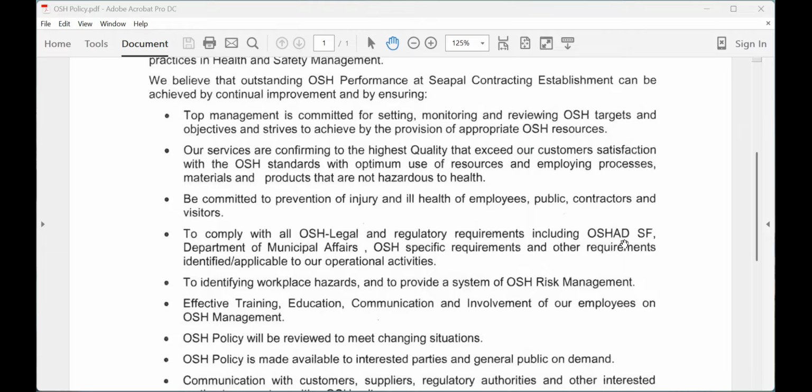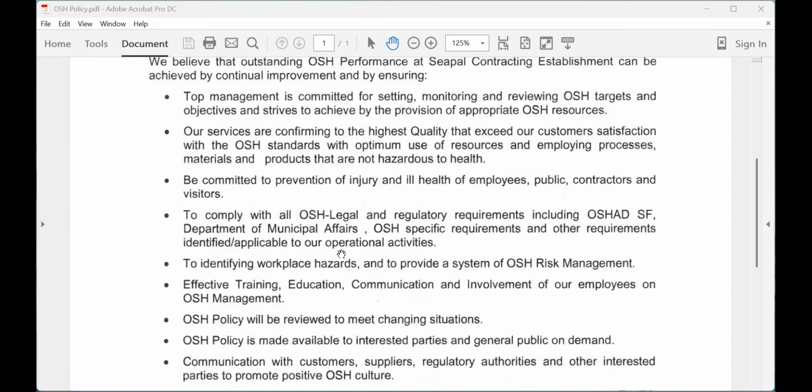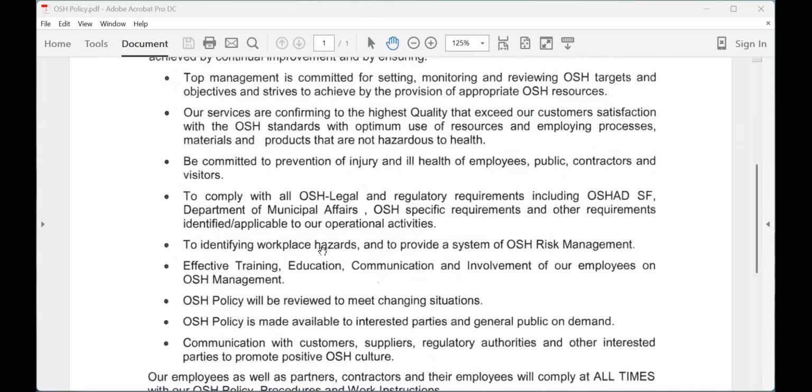This time, because this is the old one, OHSMS this time, now ADOSHSF, the Department of Municipal Affairs. The Municipal Affairs is SRA. What is SRA? SRA is the one from where you have your license, the competent authority for your sector, to identify a workplace hazard and to provide a system of OHS risk management. Effective training, because awareness was there, education, communication, involvement of employees on OHS management.